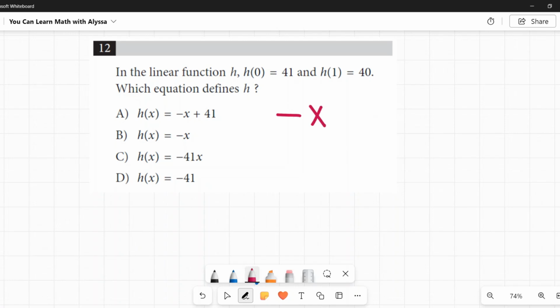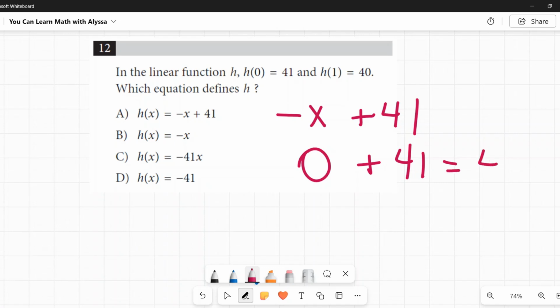First one, negative x plus 41. Wherever there's an x, we plug in 0. So negative 0, negative 0 is just 0. Plus 41, that equals 41. Okay, we're told it would equal 41. That's true. All right, so A is an option.